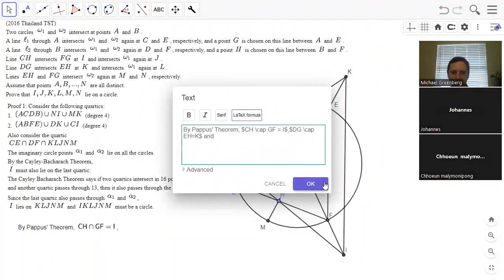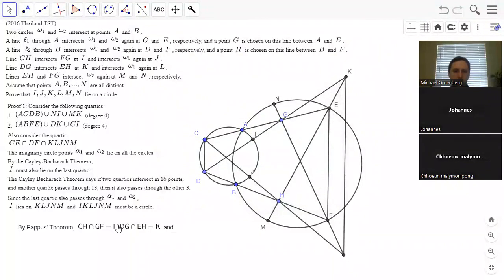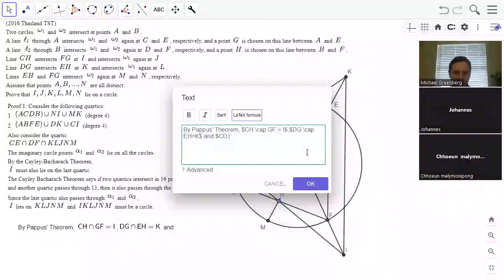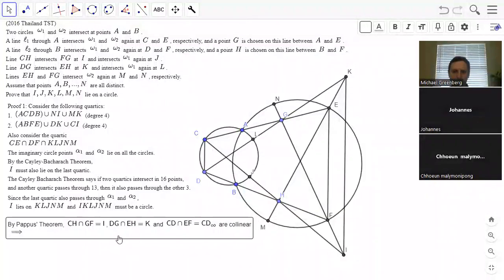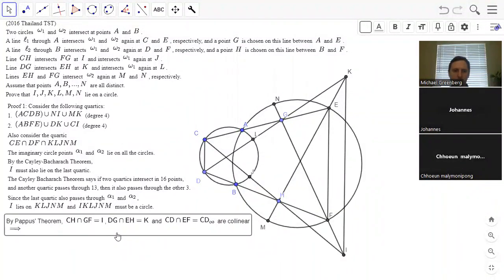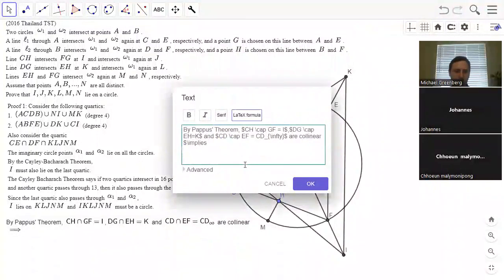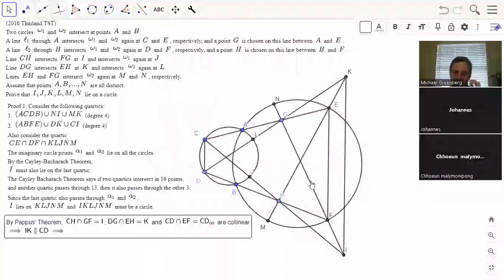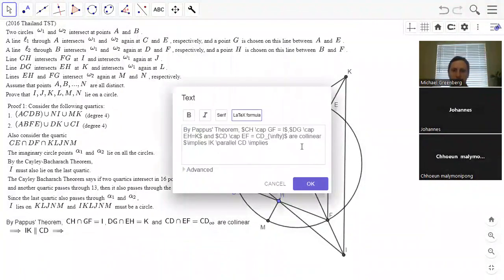And CD intersect EF. We'll just call that CD infinity. Are collinear. So that means that IJ or IK is parallel to CD. And that implies that IKJL is cyclic by Reims.